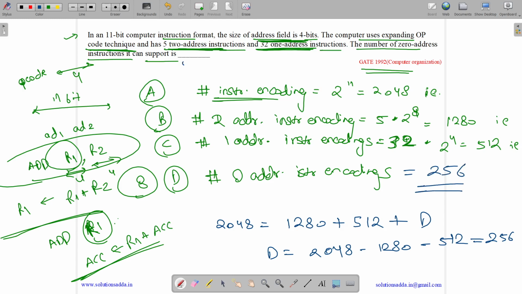So the answer is 256 zero address encodings. So what is a zero address encoding? We just have an opcode and no operand is there. Like let us suppose we have an INCR instruction. If no operand is there, then the address is implicitly defined in the instruction itself. So it will increment the accumulator value. Okay, so 256 is the answer.